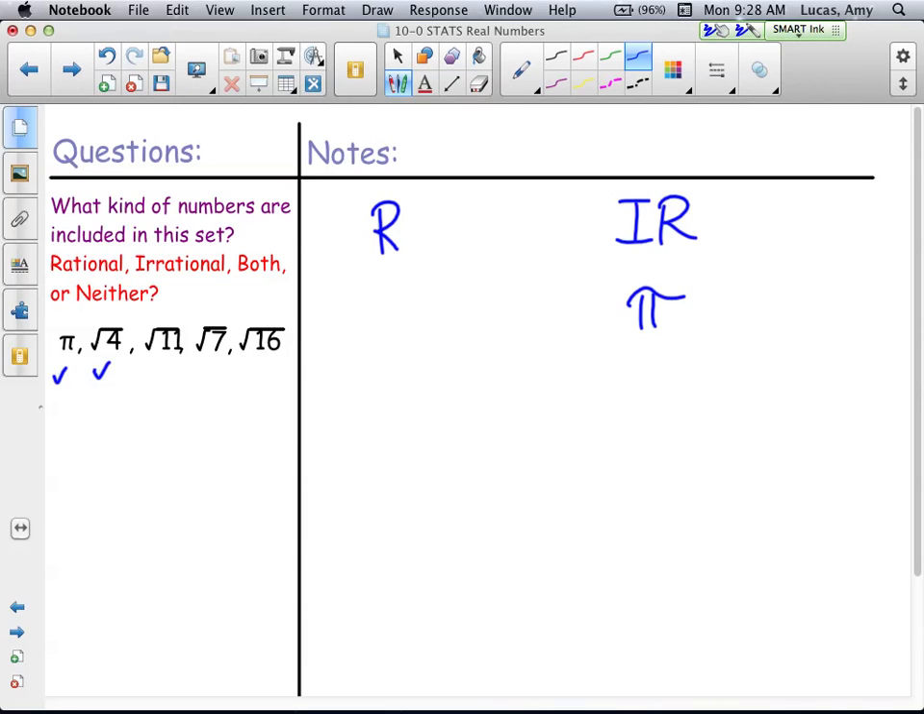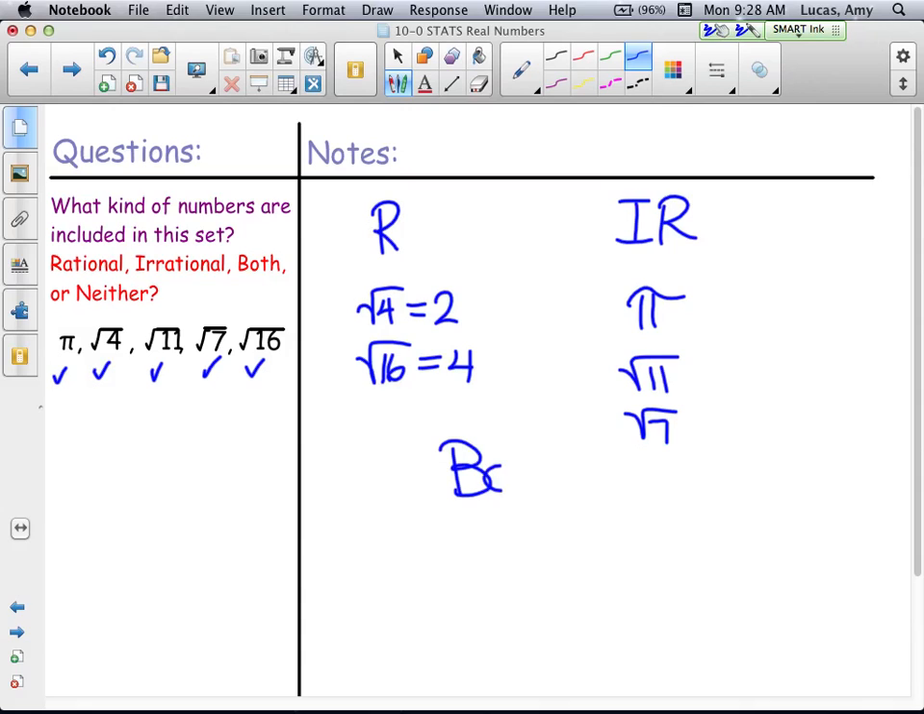The square root of 4 equals 2, so that one's rational. Square root of 11, irrational, not a perfect square. Square root of 7, irrational. And square root of 16 equals 4, so I have both in this set. I have both rational and irrational. If you've even got one of each, I could have stopped after the first two and said both, because the first one was irrational and the second one was rational.